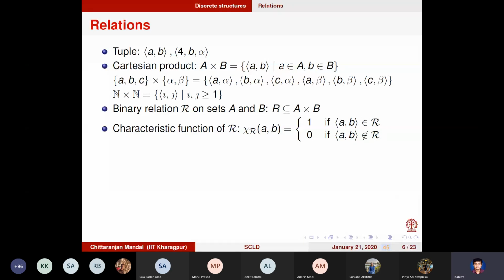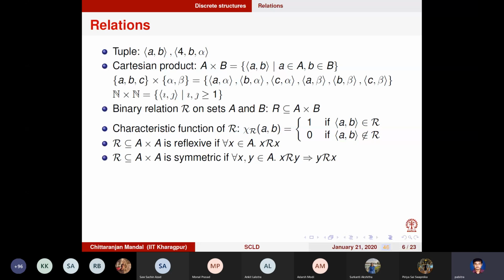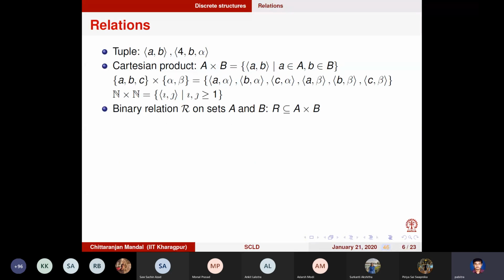You can take examples. For example, let's say A, B, C is the set of all countries, let's say three countries, say India, Bangladesh and Pakistan, or three states, Punjab, Haryana and say Tamil Nadu. So these are three states, and alpha, beta are some cities, let's say Chandigarh and Chennai. And all ordered pairs are, let's say, Punjab Chennai, Punjab Chandigarh, Haryana Chandigarh, and so on.